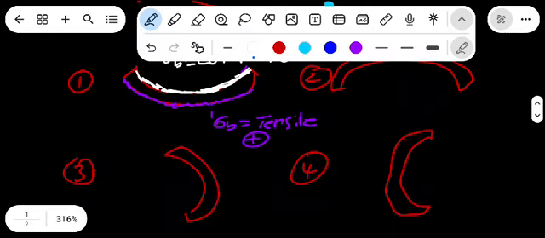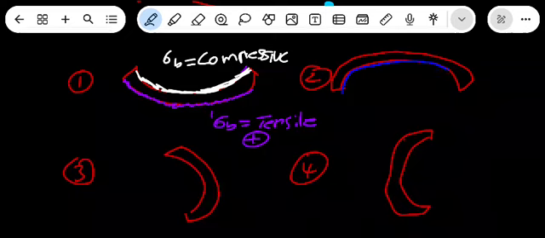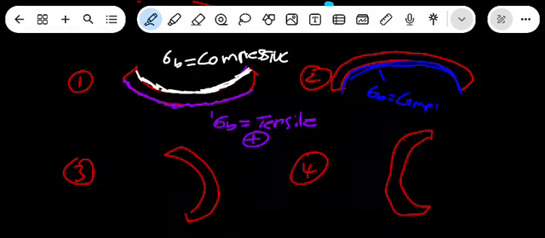Let's analyze the second one so that you understand. Here you see this part like this. This is like a cup. So the bending stress here will be compressive.